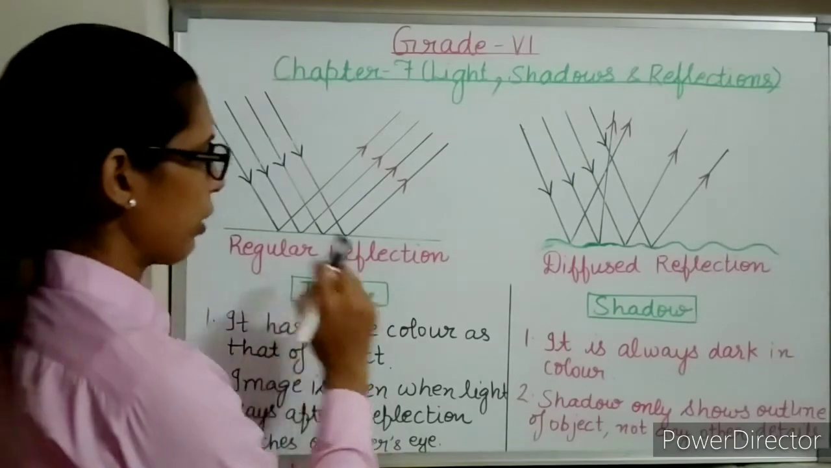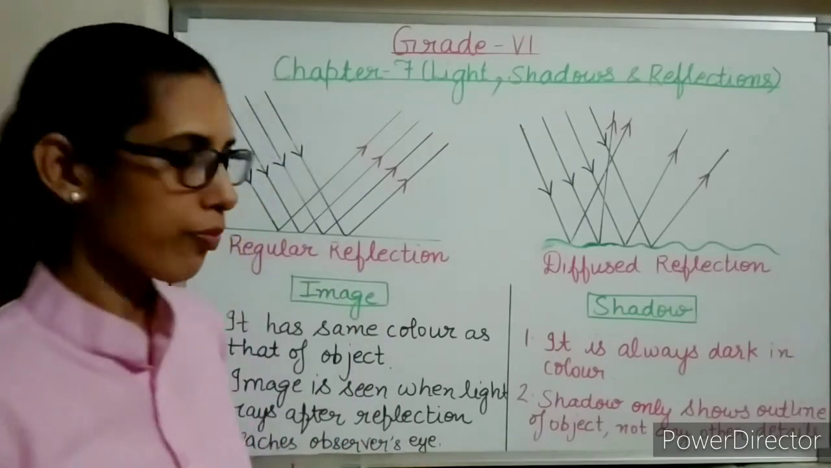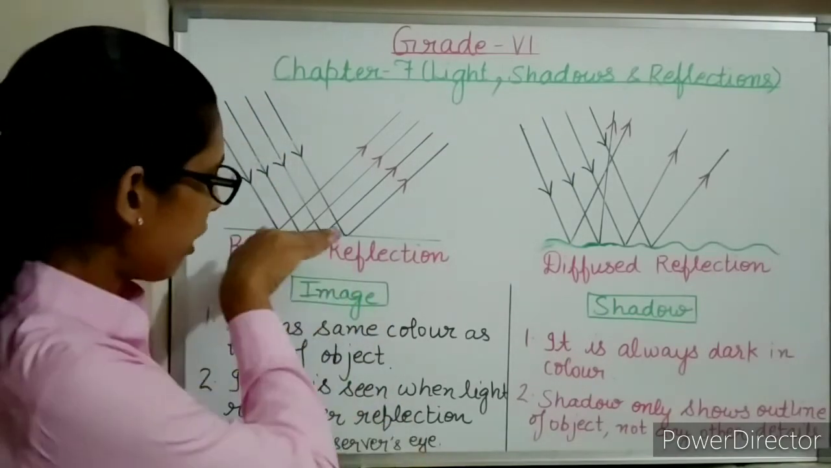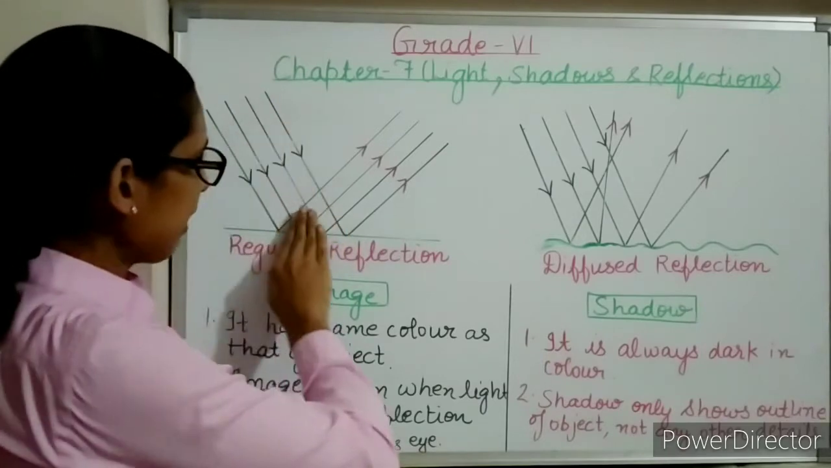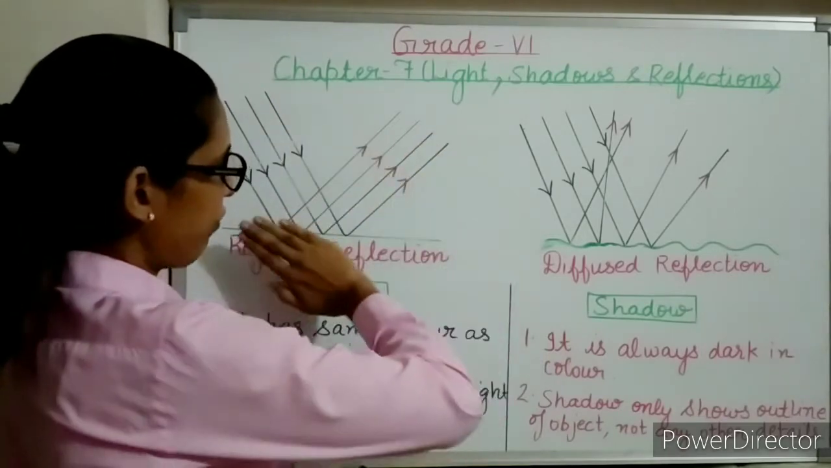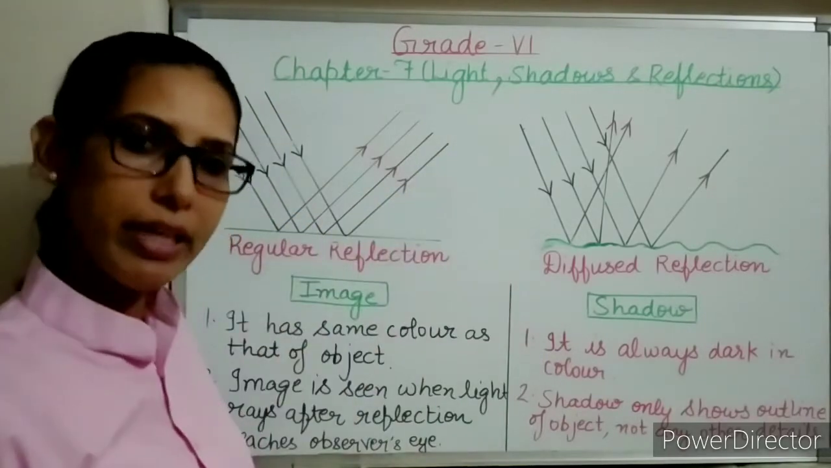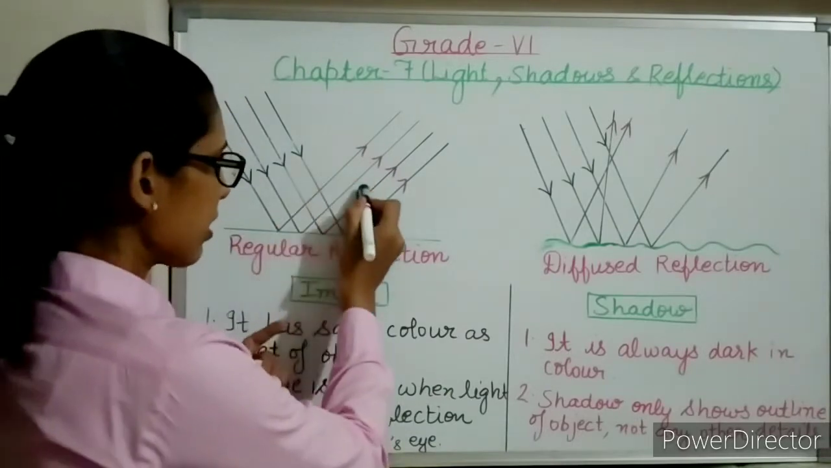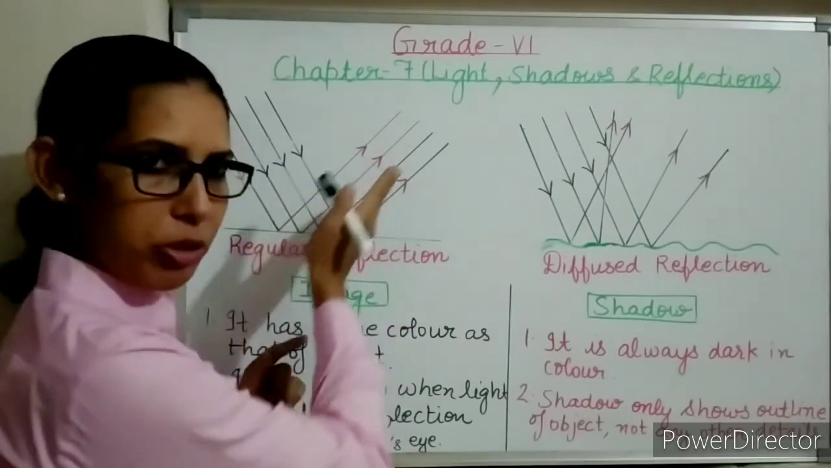So here in the case of regular reflection, you can see the smooth surface reflects the incident rays in one particular direction, and the rays, even after the reflection, are parallel to each other.